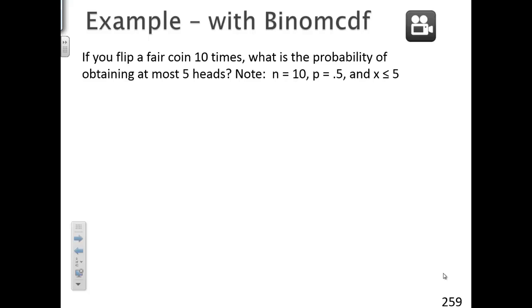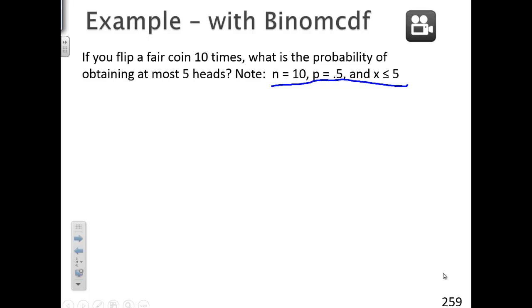This example: if you flip a fair coin 10 times, what is the probability of obtaining at most 5 heads? So what I need you to do every time you see one of these problems is make note of your n, p, and your x. In this case, n is 10 because that was the number of trials. What is the probability of obtaining a head? If you have a fair coin, that's 1/2, because either it's heads or tails.